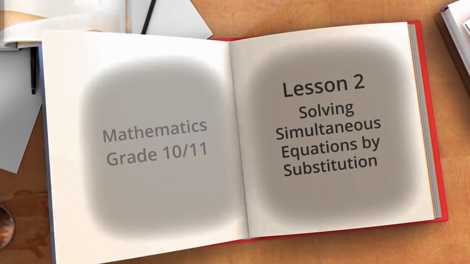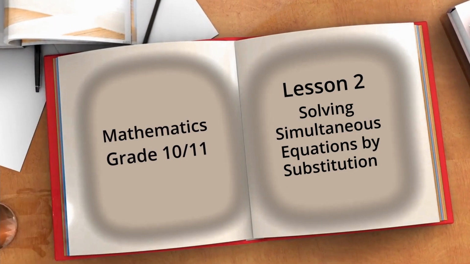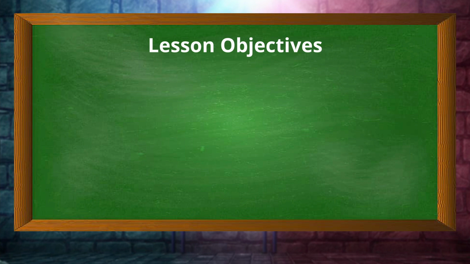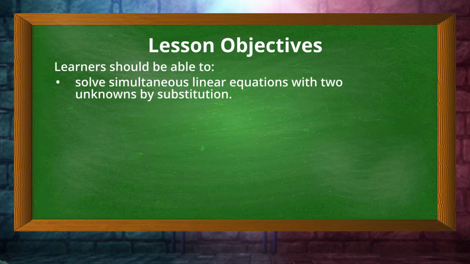Welcome to lesson 2 for grade 10 and 11 mathematics. The topic for today is solving simultaneous equations by substitution. Let's have a look at the objectives of the lesson. By the end of today's lesson, you should be able to solve simultaneous linear equations with two unknowns by substitution.